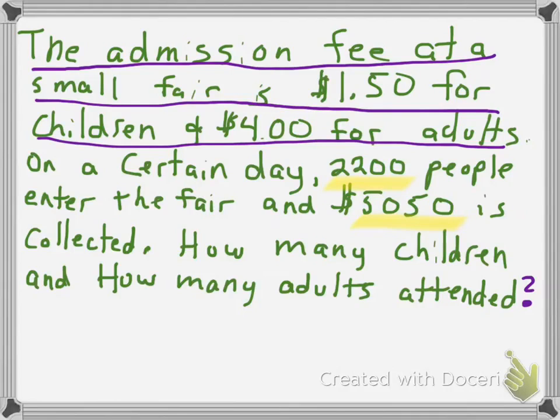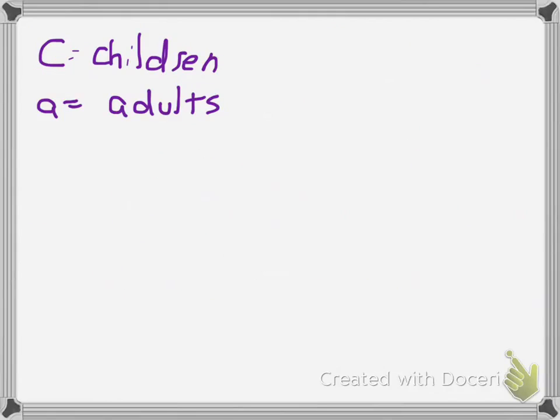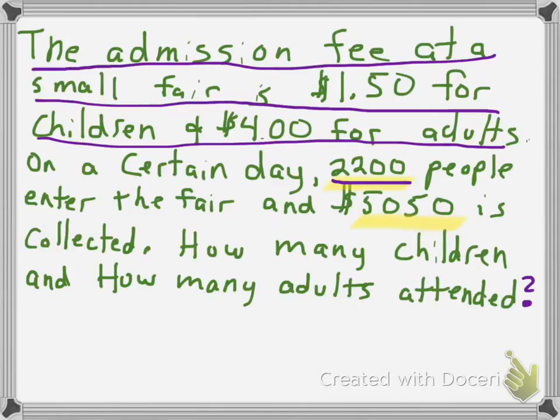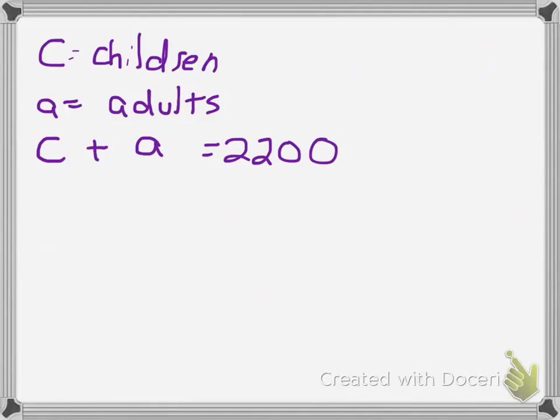The first thing I'm going to base it off is how many people total went on this certain day. If I have 2,200 people, I can set up an equation. I know C stands for children, A stands for adults. What I want to do is simply write C, the number of children, plus A, the number of adults, equals 2,200 people that day. Well, what else do I know? Now that I'm back, we've already set up our first equation.